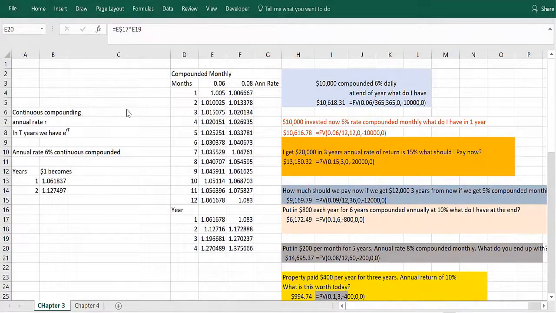In this video, we're going to discuss how you can use your knowledge of Excel financial functions to handle problems involving compound interest. So what do we mean by compound interest? It means you get interest on your interest. It depends how often you compound it. It could be daily, monthly, or continuously, as an example. So if you have 6% interest compounded monthly, what happens?